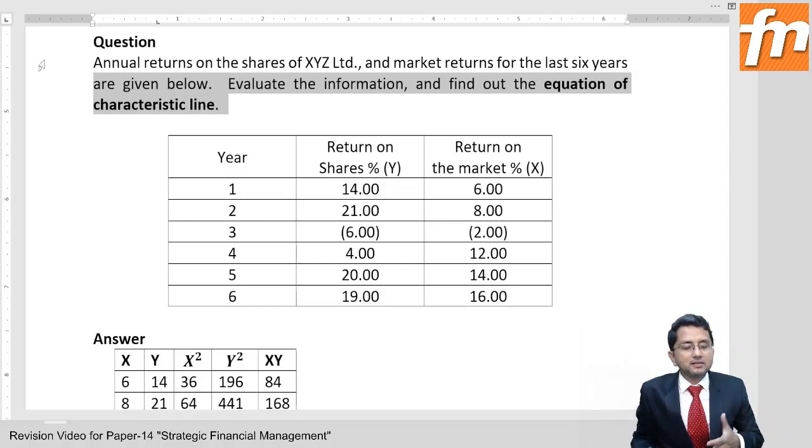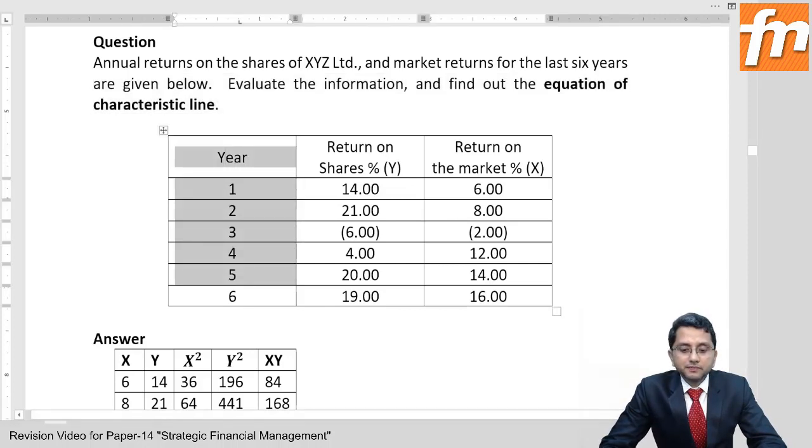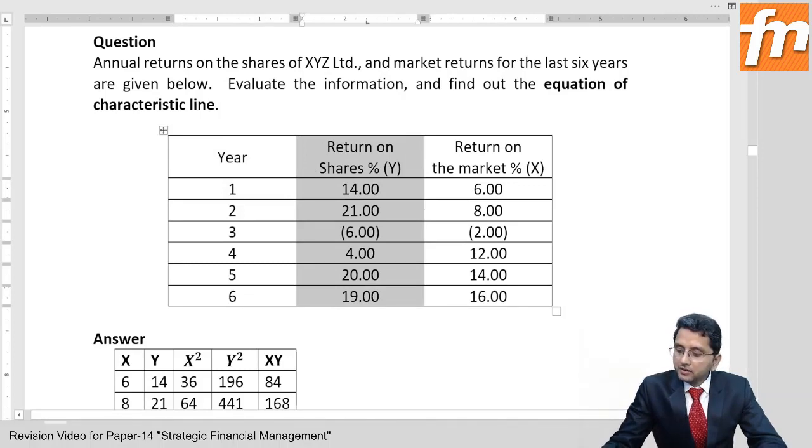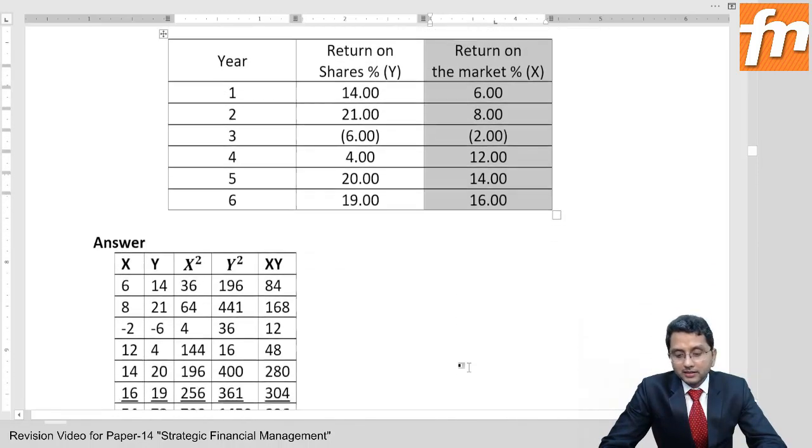Equation of characteristic line is y is equal to alpha plus beta x, or you can say y is equal to mx plus c, or you can say y is equal to a plus bx, straight line equation. So we have to calculate not only beta but also alpha. 6 years return on share is given, which I will take on y-axis, and return on market portfolio is also given, which I will take on x-axis. Always take market on x-axis and your portfolio on y-axis.